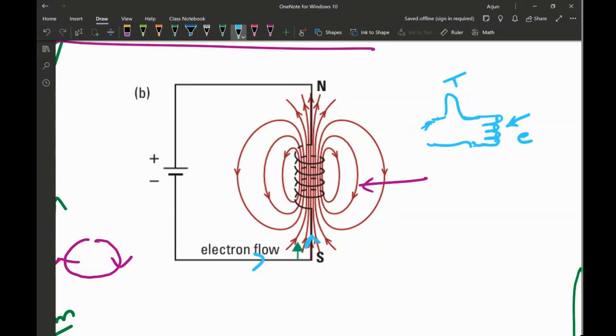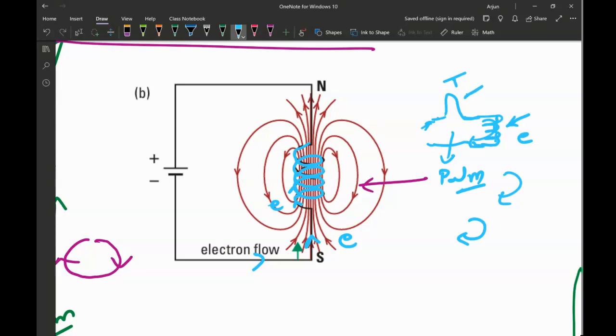So in this case, electrons are flowing from the down to the up. So it's going like this. The electrons are flowing in this direction. All right, like this. So curl your fingers, and your palm should face towards your face. Now curl the fingers, and the fingers will point towards your face. So that is the direction of the electron. So electrons are moving like this in this coil.